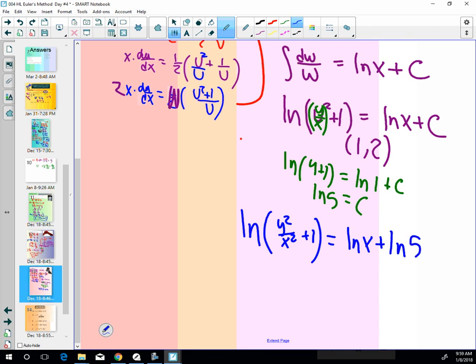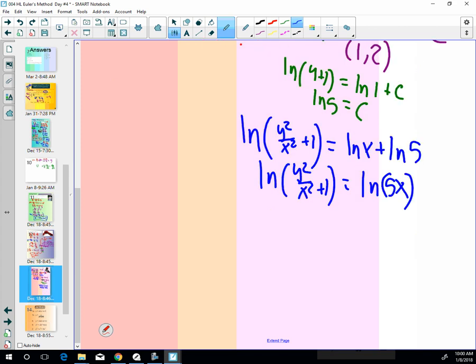Now we can combine these into one log. Remember the property? ln of what? Yeah, and I'm going to write that. ln of y squared over x squared plus 1 equals the natural log of 5x. Yep. Okay, now what? Careful, careful, careful. You could. You don't have to, though. Can't you just say y squared over x squared plus 1 equals 5x? Yeah.